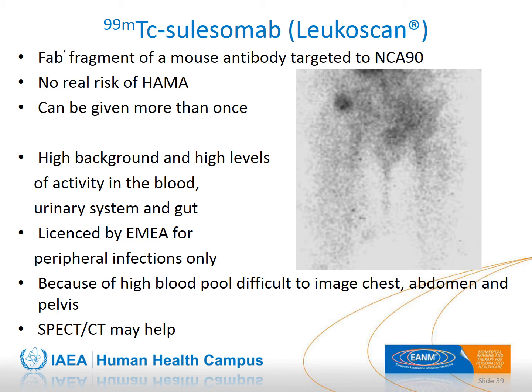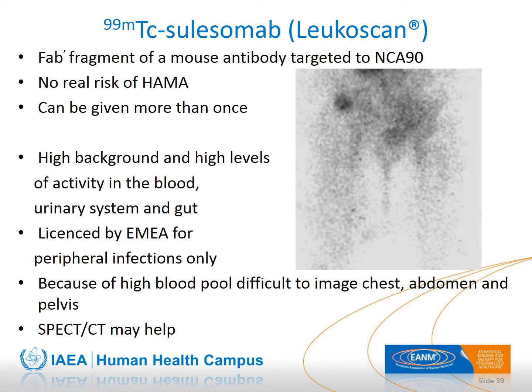The second variety is the technetium-labeled sulesomab or the LeukoScan. This is the FAB fragment of the mouse antibody targeted to NCA-90 glycoprotein, and being a FAB fragment does not contain a real risk of HAMA. Hence, it can be used more than once without the risk of eliciting more and more HAMA responses.